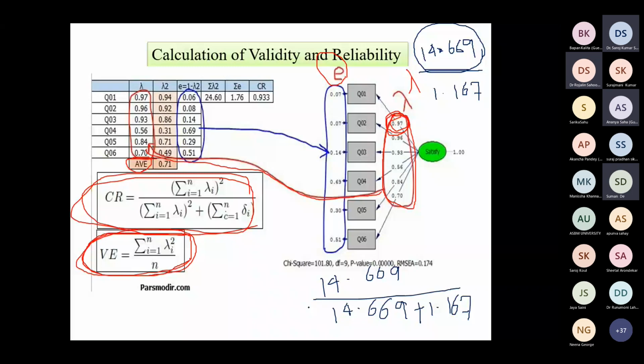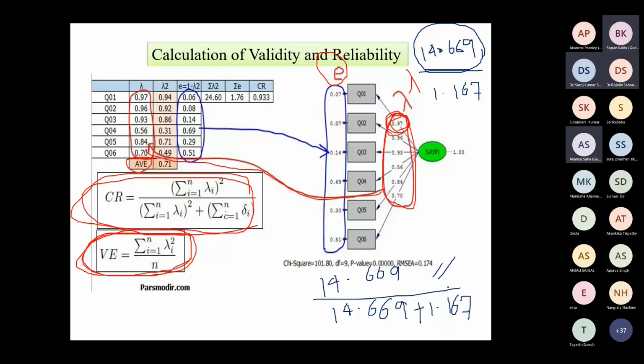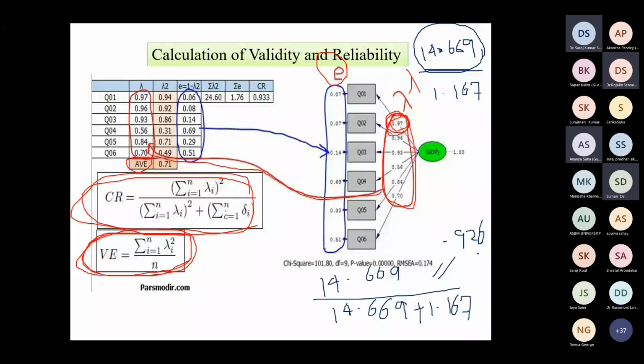1.5129. How come 1 point? Maybe, sir, because of the decimal point. No. What is the result? Total result I am asking. How come it will be more than 1? 14.669 divided by. Let me do it, sir. It's 0.926. Very good. So this is composite reliability.